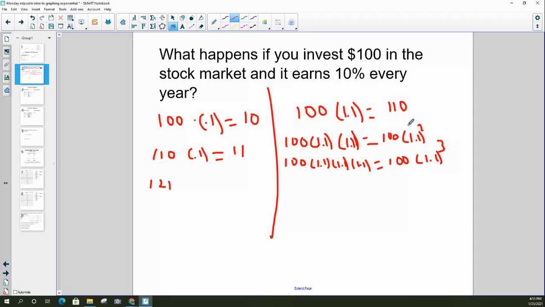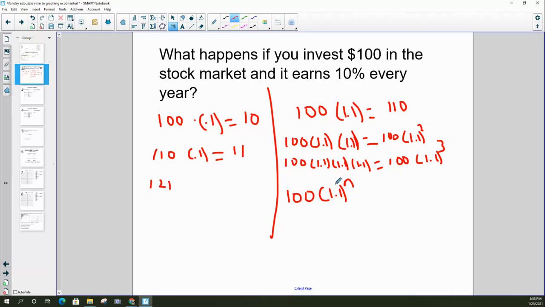So we're seeing this pattern. If I don't know how many years, I want to create a general formula. It's going to be 100 times 1.1, n times. So we just say to the nth power. And what we created here is the explicit formula for a geometric sequence. We have our common ratio, what we multiply every time to get the next number, that's 1.1.